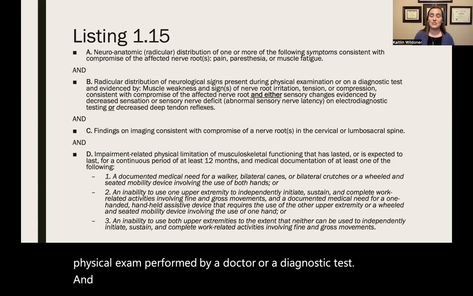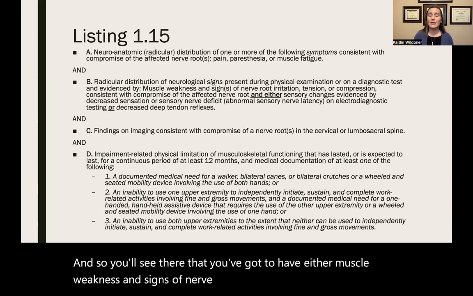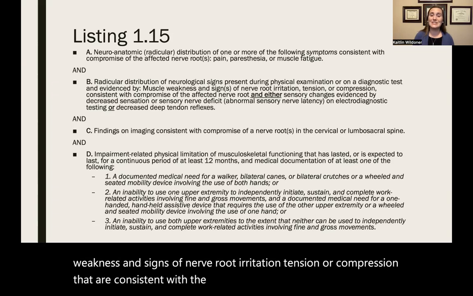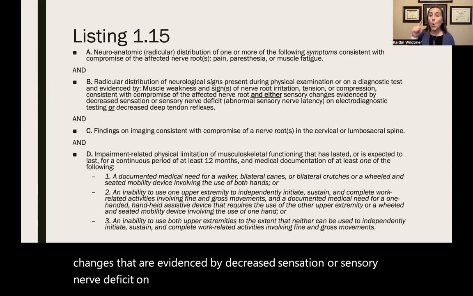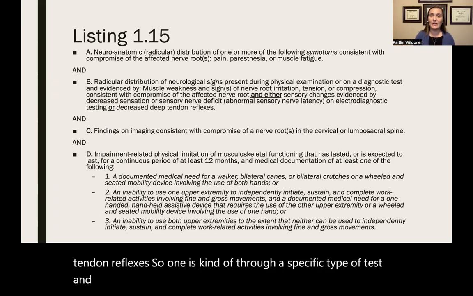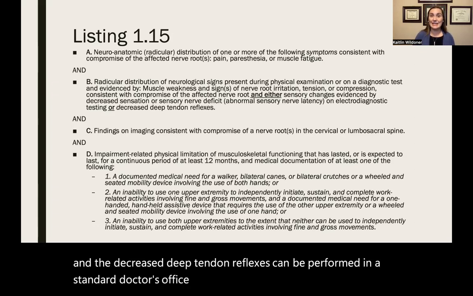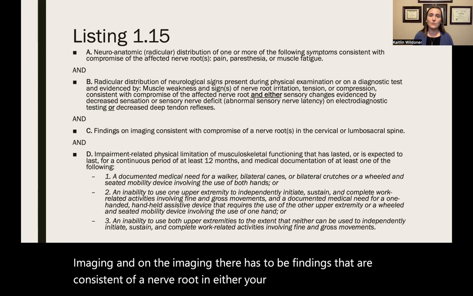And so you'll see there that you've got to have either muscle weakness and signs of nerve root irritation, tension, or compression that are consistent with a compromise of the effective nerve root, and either sensory changes that are evidenced by decreased sensation or sensory nerve deficit on electrodiagnostic testing, or decreased deep tendon reflexes. So one is through a specific type of test, and the decreased deep tendon reflexes can be performed in a standard doctor's office. You also have to have imaging, and on the imaging, there has to be findings that are consistent with a compromise of a nerve root in either your neck or your lumbosacral spine.